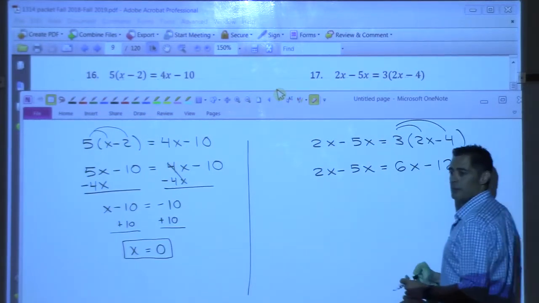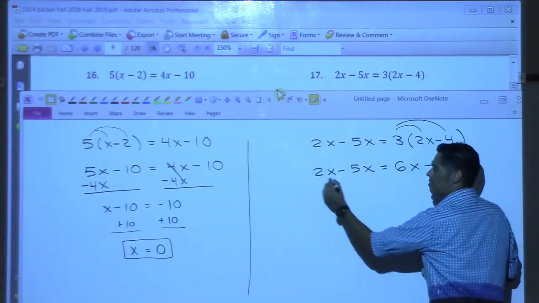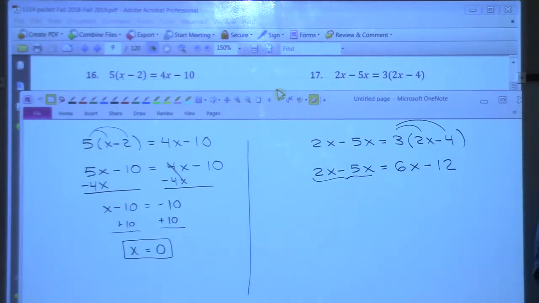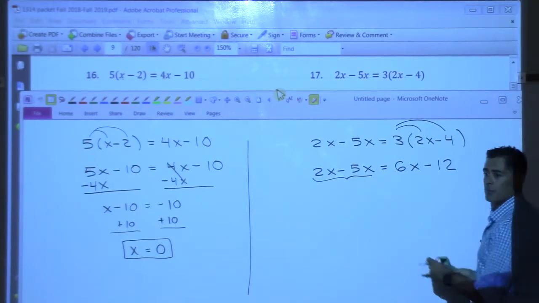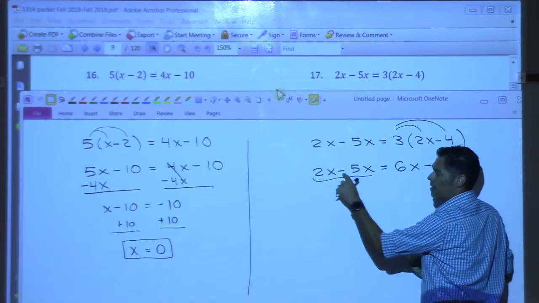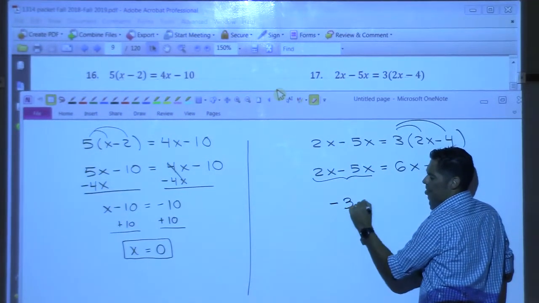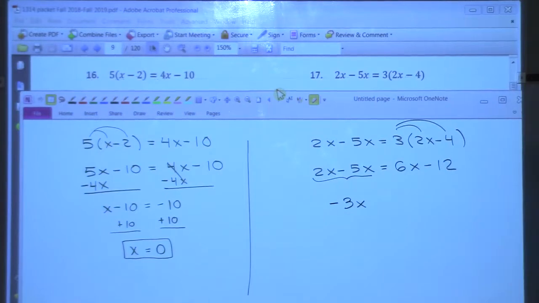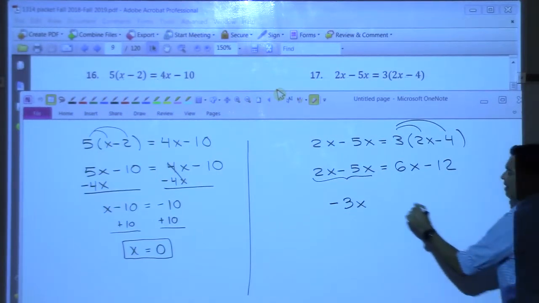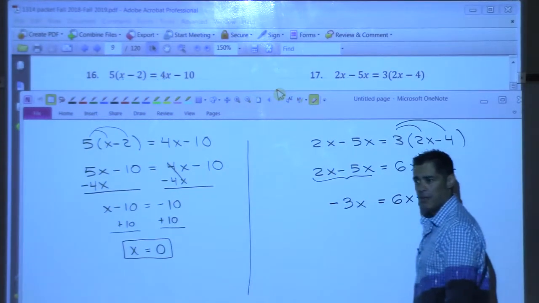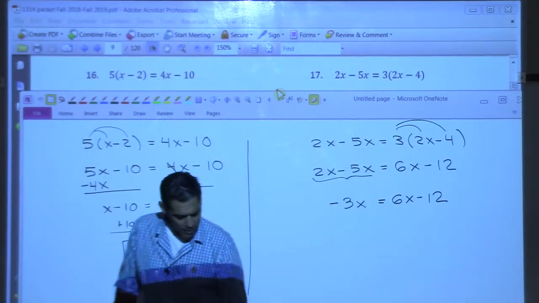Good. And that's the right word to use. You can combine these two together, and you can combine them because they're like terms. They both have X in them, right? So what would happen if you took 2 X's and take away 5 X's? What would you get? So you're taking 2 of them, taking away 5. So you should get negative 3 X's, right? Negative 3. And then on this side, we still have 6X minus 12. Yeah? Okay, we'll move on.